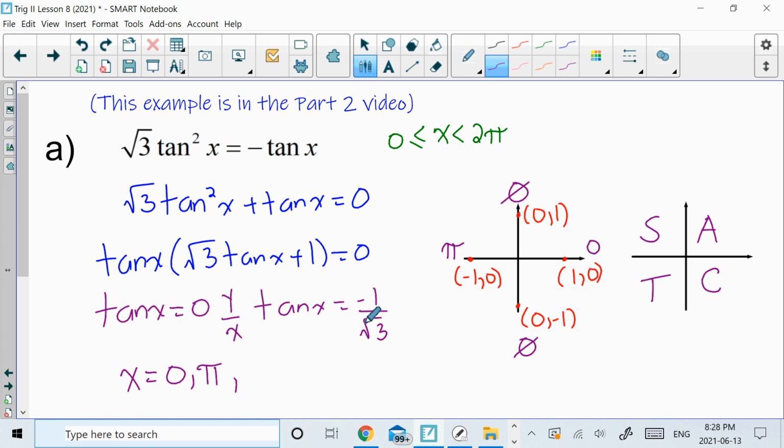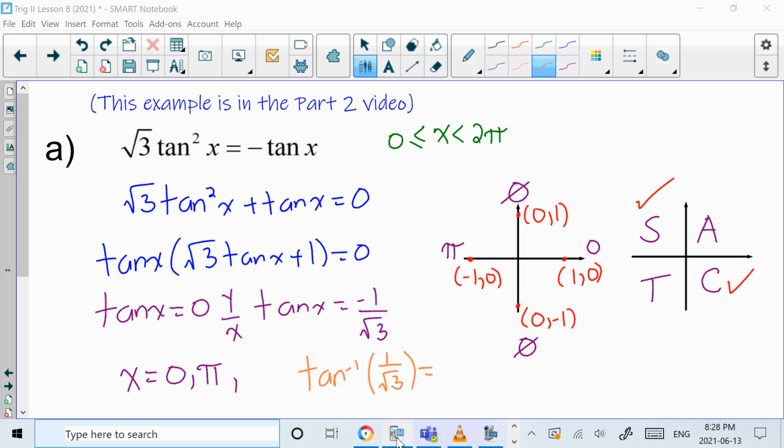In order to find the solutions where the tan of x is equal to negative 1 over root 3, I'm going to look at my CAST rule, and where tan is negative is going to be in quadrant 2 and in quadrant 4. Many students know that all the x coordinates are cos, y coordinates are sine, but you don't quite have tan memorized, which is fine. If you don't have tan memorized, we're going to find the reference angle by taking the inverse tan of the absolute value of 1 over root 3. This will give us the reference angle.